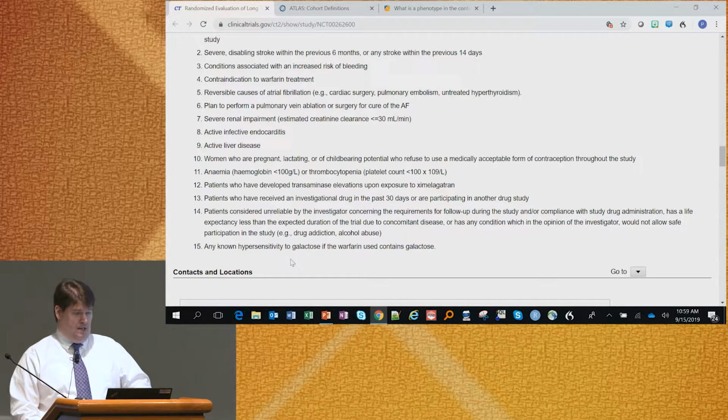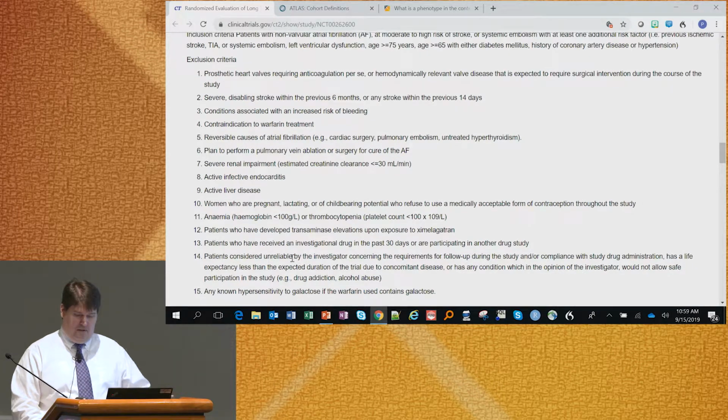So like I said, I'm not going to do all of these, but the ones we will be modeling in Atlas will be the age criteria, the prior AFib, the moderate to high risk of stroke, the severe disabling stroke within 6 months or 14 days, and the no anemia or thrombocytopenia.